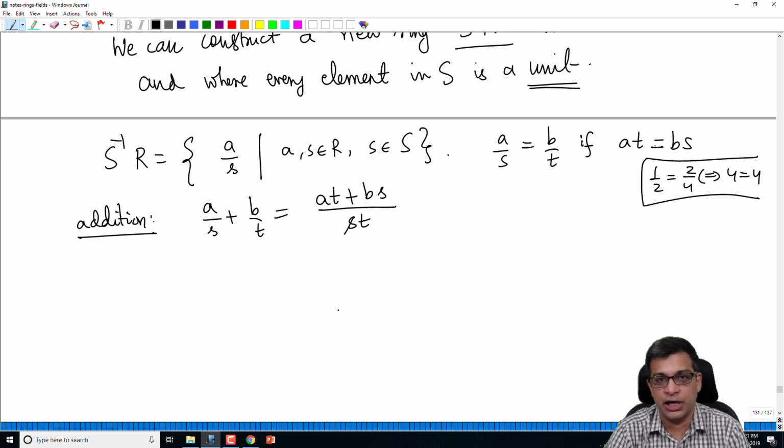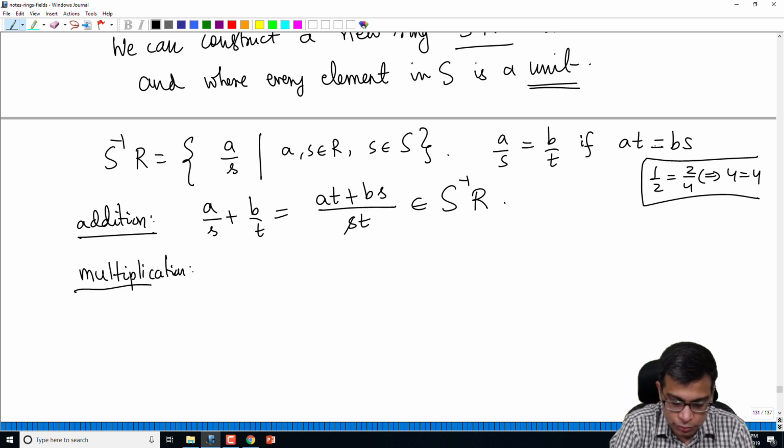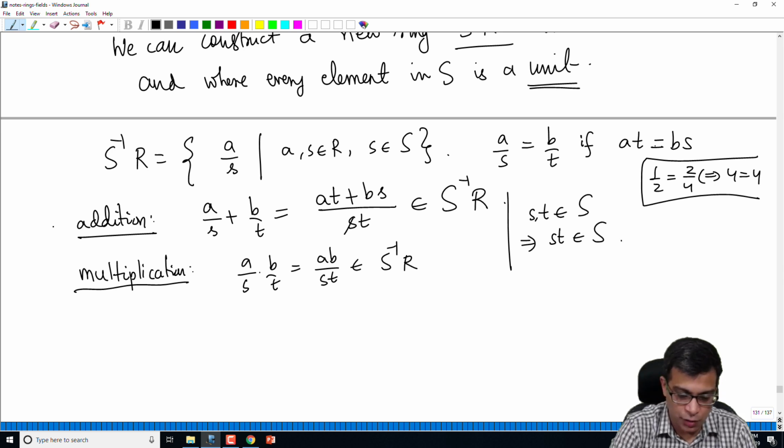Here is where the multiplicative property of S is important. S and T are in S, and hence their product is in S. So this is in S inverse R in my notation. Multiplication is also defined in the same way: A by S times B by T is AB by ST, which is in S inverse R. The important point is, if S and T are in S, then ST is in S. That is what we are using.